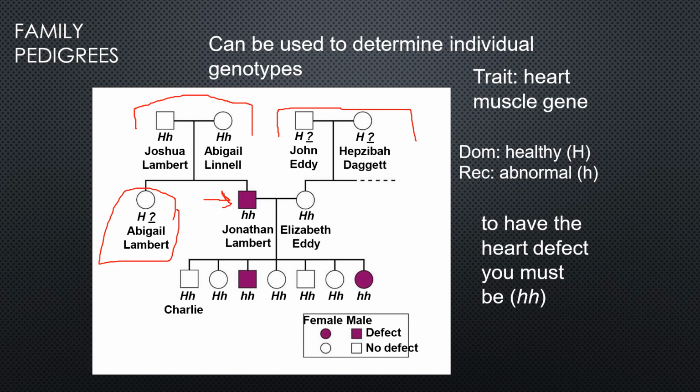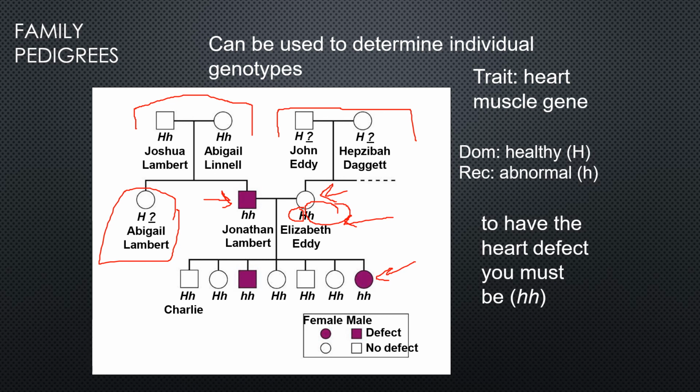So John marries somebody named Elizabeth, and Elizabeth is heterozygous for the trait. And how do we know that? We know that her parents did not have the defect, so she has at least one of the dominant alleles. But when she and Jonathan have children, some of them show up with the defect. So that means she had to at least contribute one allele of the recessive trait.